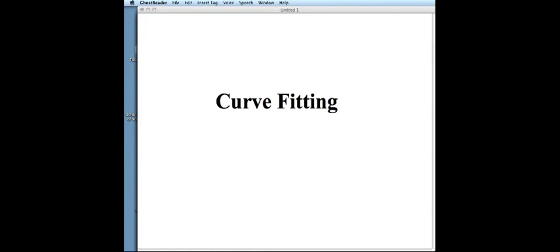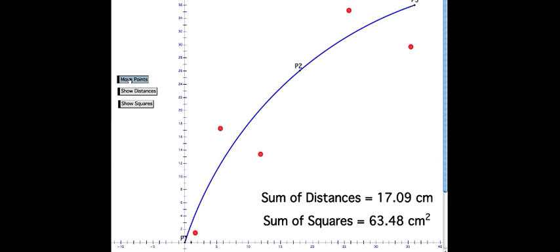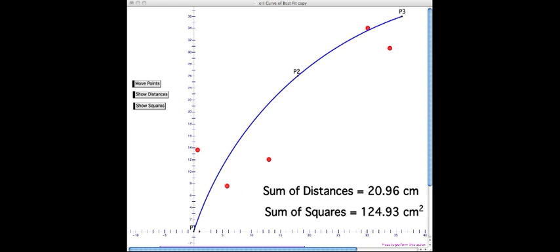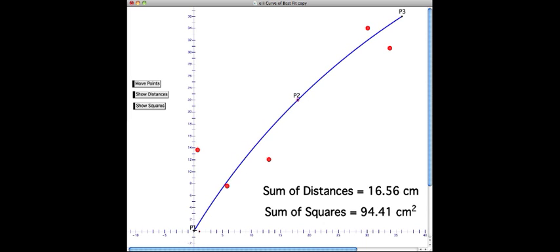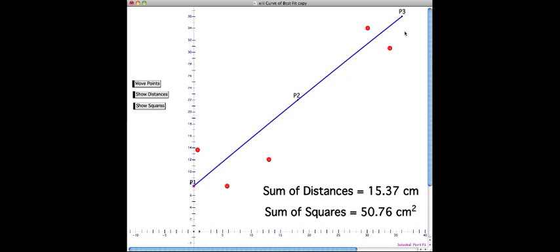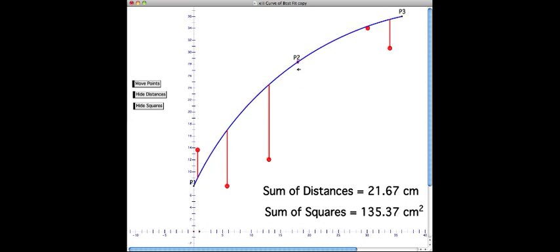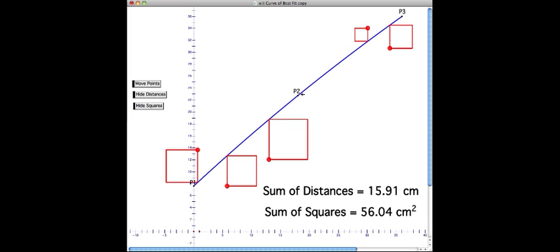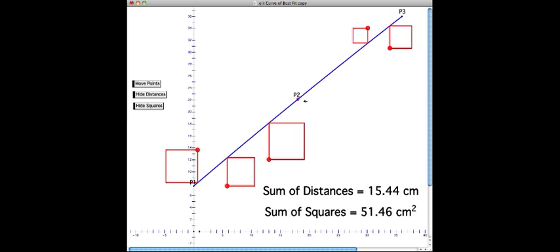This unit is about curve fitting. You'll be investigating data points, like the red ones shown here, and you'll be trying to find functions whose graphs provide a best fit with the data. You may choose to focus on straight line distances from points to the line, as shown here, or you may choose to focus on squares of these distances.